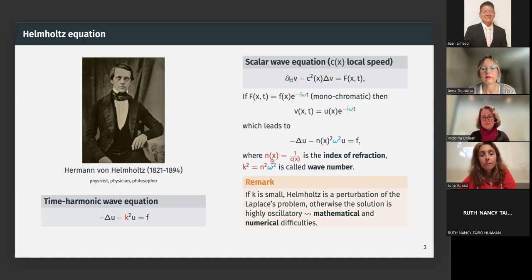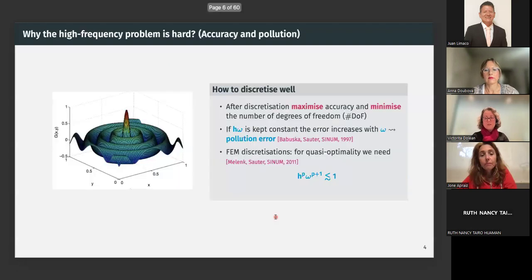Here we have a few new quantities that appear. For example, omega here is the frequency, n is the index of refraction, and k = nω is called the wave number. You see here that if k is small, the Helmholtz equation is just a perturbation of Laplace's problem. But otherwise, the solution is highly oscillatory, which creates a lot of mathematical and numerical difficulties. Just to give an idea, if the right-hand side is a point source, the Helmholtz solution will look like this. You see a lot of oscillations.